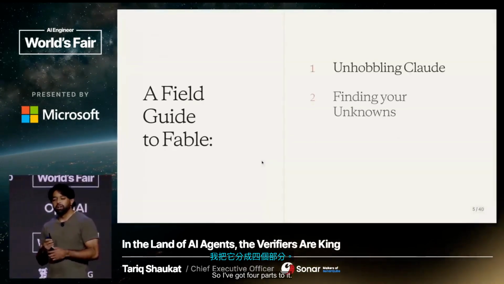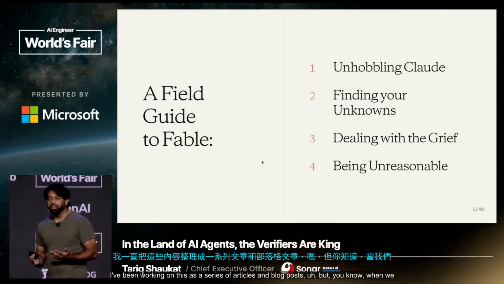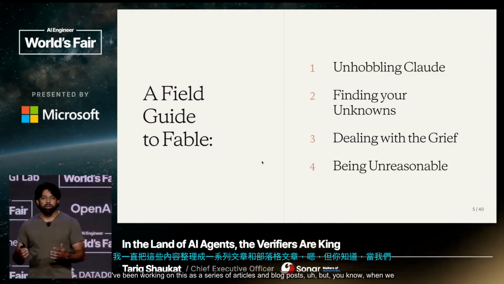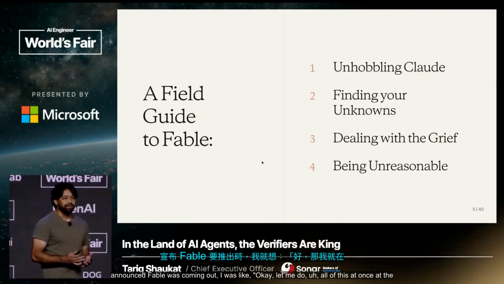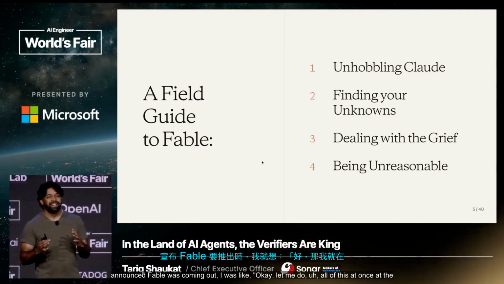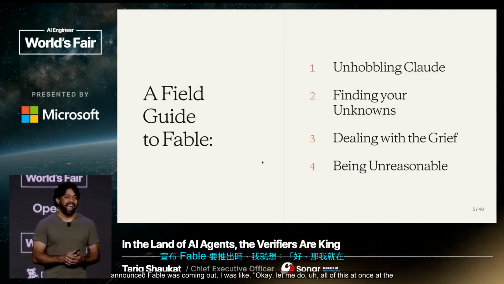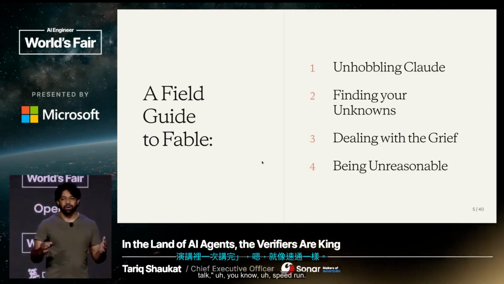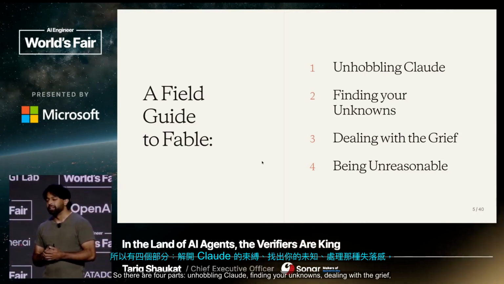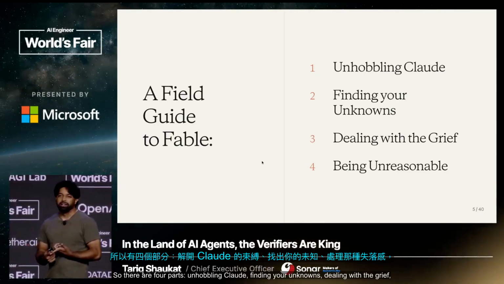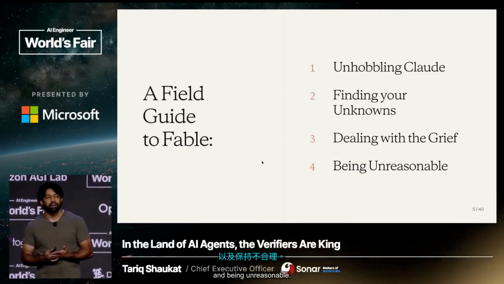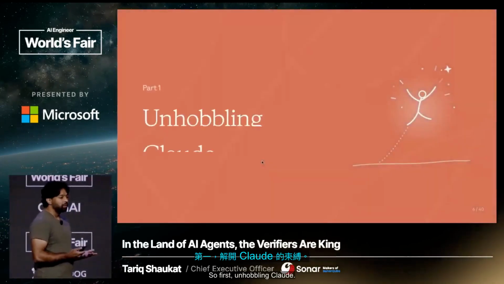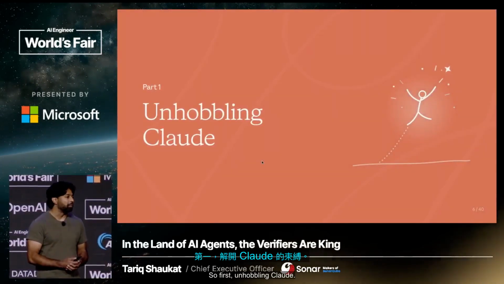So I've got 4 parts to it. I've been working on this as a series of articles and blog posts, but when we announced Fable is coming out, I was like, OK, let me do all of this at once at the talk, speed run. So there are 4 parts: unhobbling Claude, finding your unknowns, dealing with the grief, and being unreasonable. So first, unhobbling Claude.